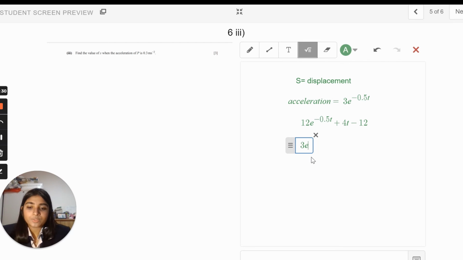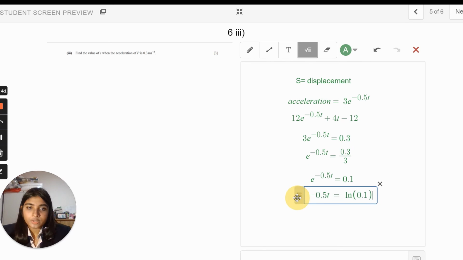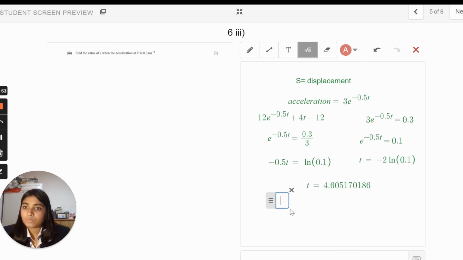But how? So quite simply we do 3e to the power of negative 0.5t is equal to 0.3. Moving on, we want to make 0.5t the subject, so e to the power of negative 0.5t is equivalent to 0.3 over 3, which would make it 0.1. Again, applying the laws of logarithm to this, we make t the subject, so t is equivalent to negative 2 ln 0.1. Known that t is equivalent to 4.60517, we use substitution.